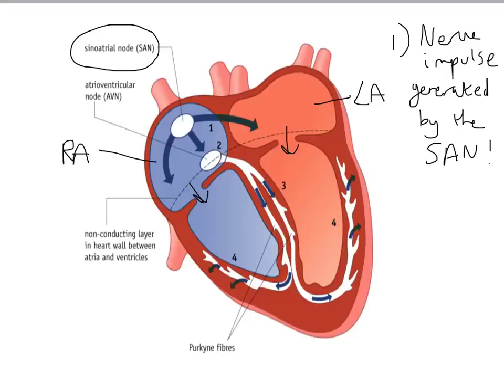Now, I should say that the pacemaker does have a sympathetic and parasympathetic nervous supply, and I'm not going into detail about that, but that's just to say that the pace at which it fires that impulse can be increased and decreased by external nerves. But to initiate the impulse, the SAN can do it itself. It is myogenic, it has that inherent beat within it, if you like. So the first phase, nerve impulse is generated by the SAN, and a wave of depolarization spreads across both atria. So that's really important. That's what those arrows represent.